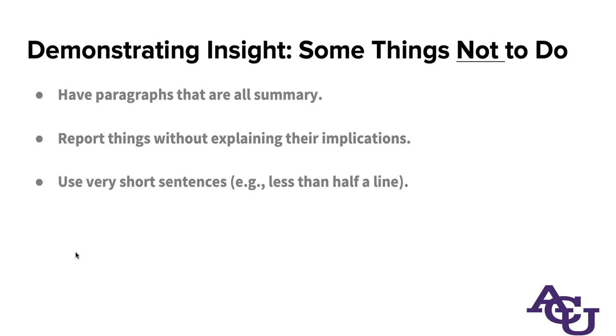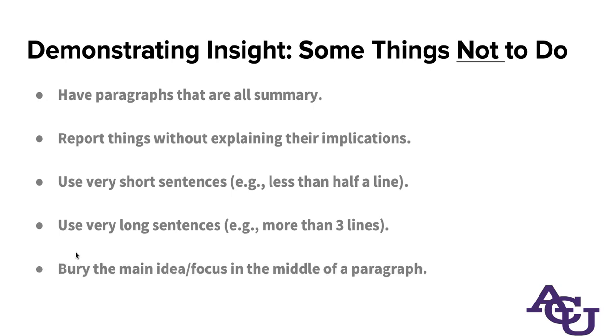You also want to avoid having very short sentences, in which we'll say that, not exclusively, but a good rule of thumb, if it's less than half a line of text, it's probably too short for graduate level writing. You also don't want to have writing that's too long, which here we'll say that if it's more than 3 lines, it's very likely longer than it should be, long enough that people lose focus when reading it, and it'll benefit from subdividing.